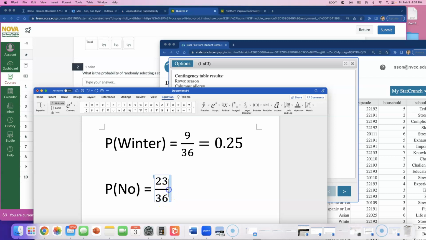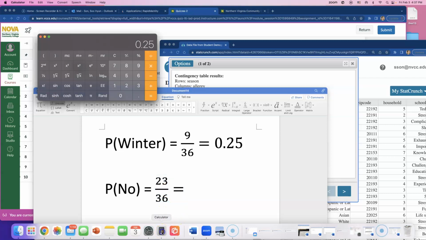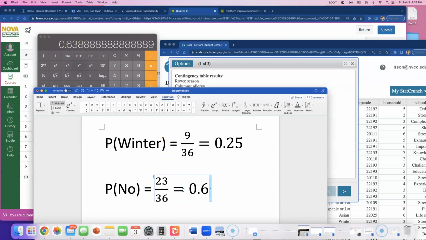Now I'm about to type this into my calculator. 23 divided by 36 comes out to be 0.64. Round that, 0.64. So type in 0.64. Well, don't type that in. That's the answer for the probability of not having allergy.